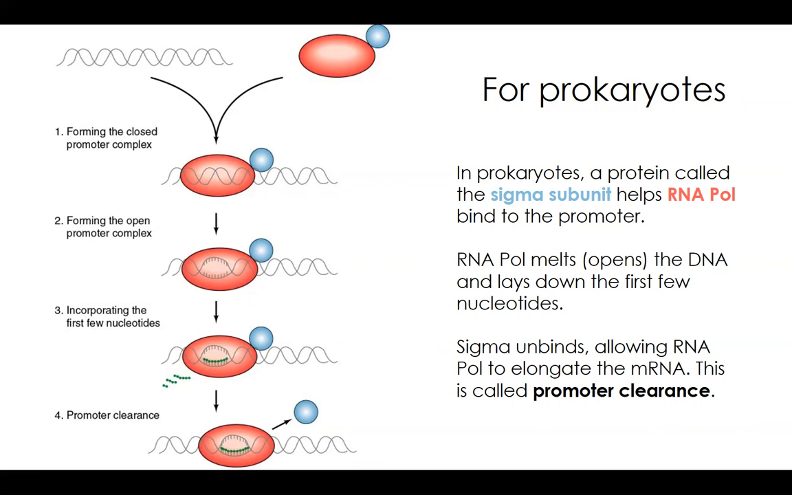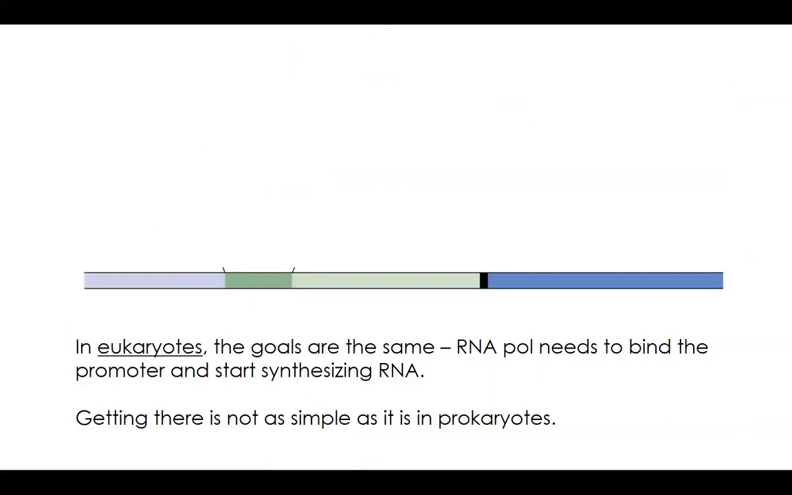So let's see how this works in eukaryotes. In eukaryotes, the goals are the same. We have to find our promoter and we have to start synthesizing RNA. However, while the goals are similar, we've got a couple more things to deal with. Here's our gene setup. Again, you can see we've got our TATA box, our core promoter here, our coding region. This is our start site.